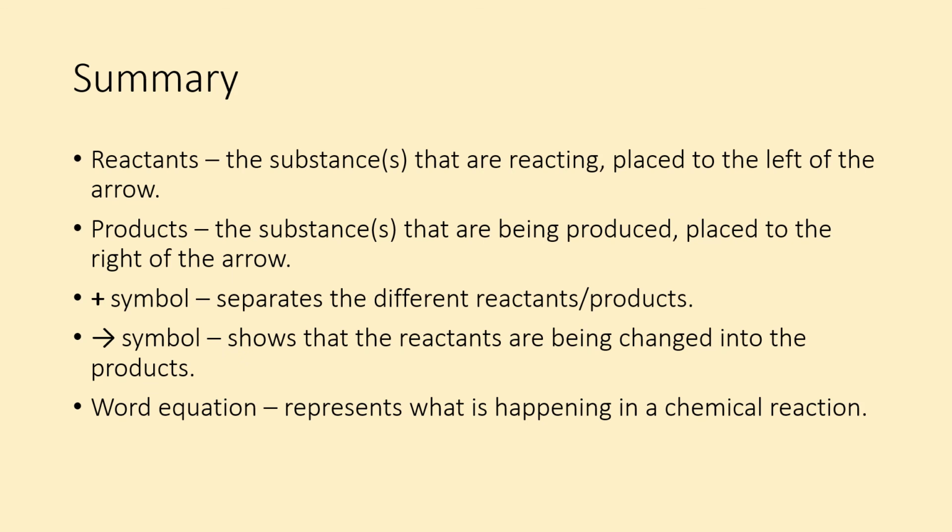Here's your summary slide. Reactants are the substance or substances that are reacting, and they're placed to the left of the arrow. The products are the substance or substances that are being produced, and they're to the right of the arrow. The plus symbol separates the different reactants and products, and the arrow symbol shows the reactants are being changed into the products. A word equation represents what's happening in a chemical reaction.